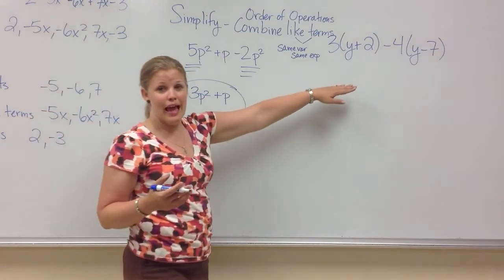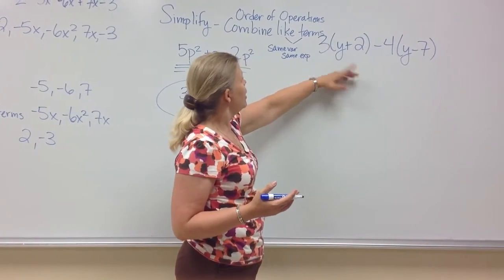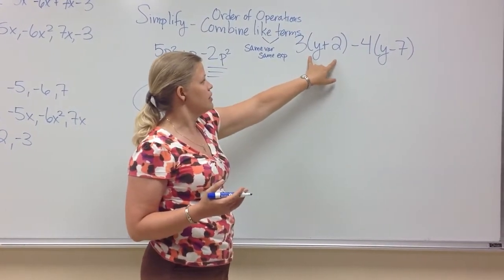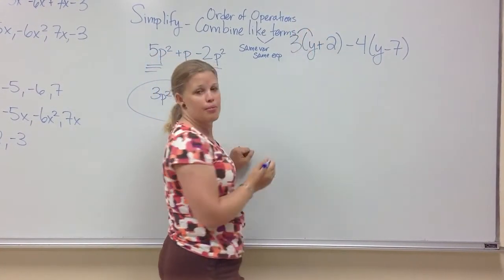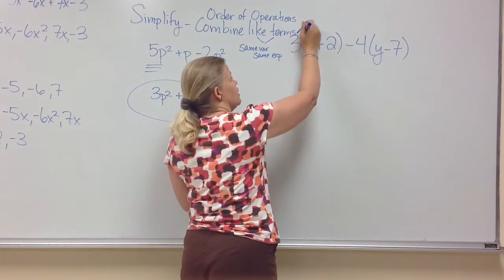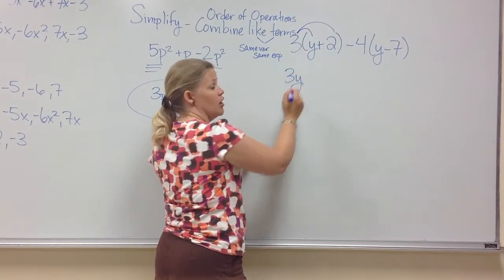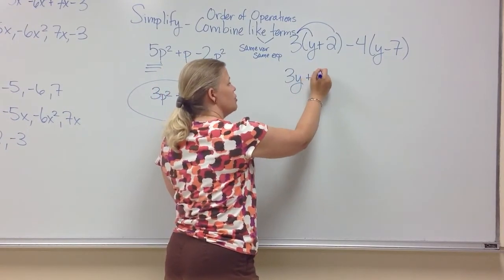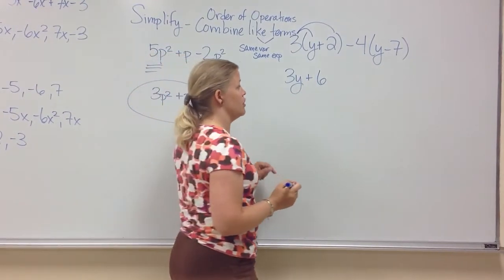Let's look at this last problem. Now, remember, we got to think about order of operations. Hey, wait a minute, there's parentheses and there's a number out front. I bet a lot of you remember that means we're going to distribute. So we have to multiply the 3 times the y. You get 3y. You also have to multiply the 3 times the 2, and you get 6. That's not one many people struggle with.